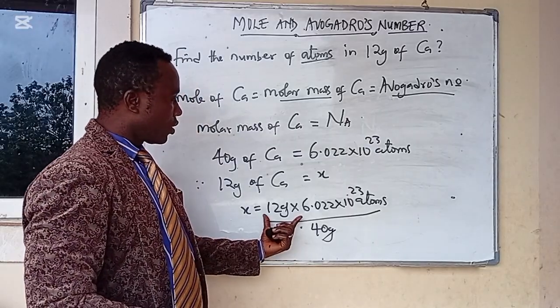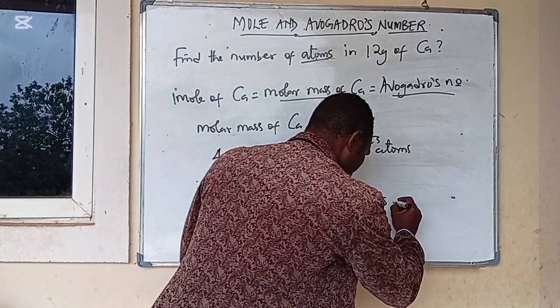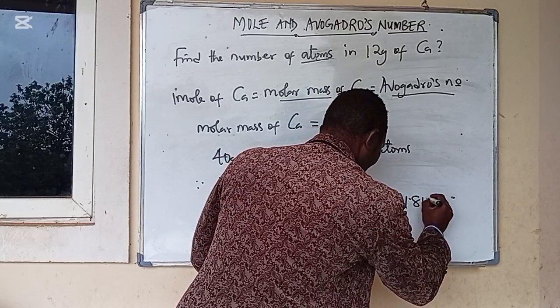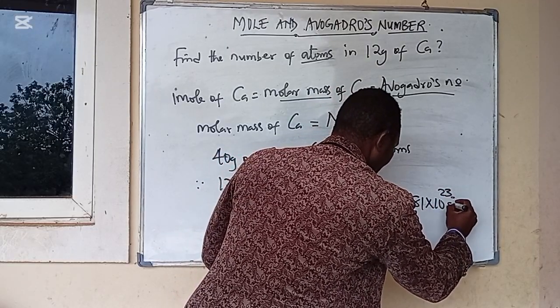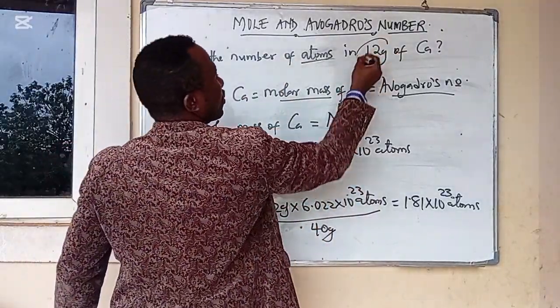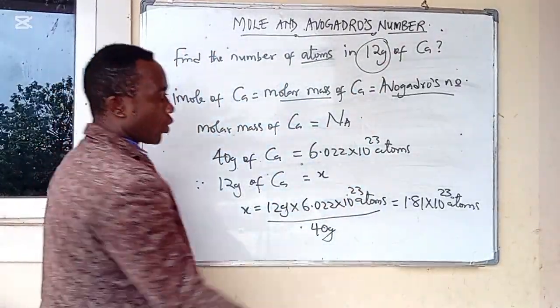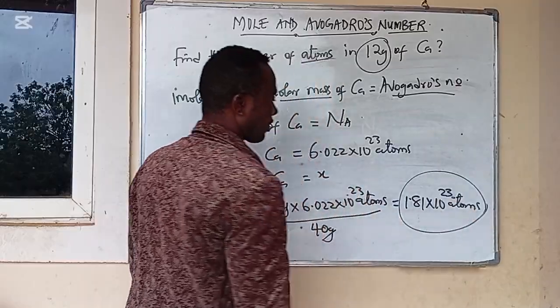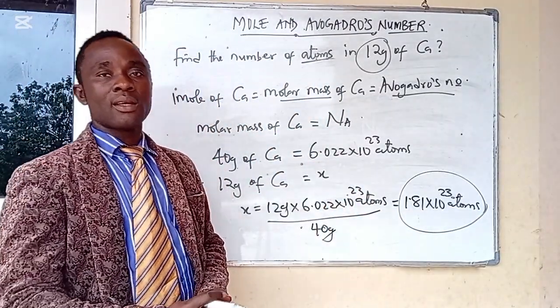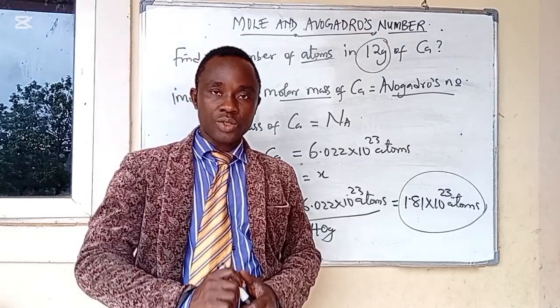So when you do this multiplication, you will get the answer to be 1.81 times 10 raised to power 23 atoms. So what it simply means is that 12 grams of calcium will contain this number of atoms, since 1 mole contains this. So that is the answer to that question.